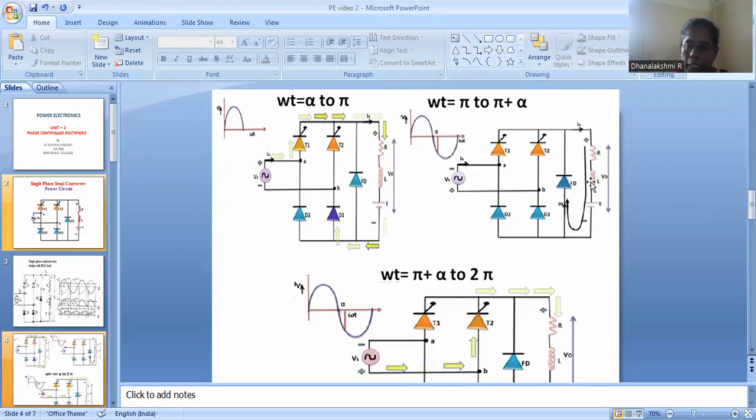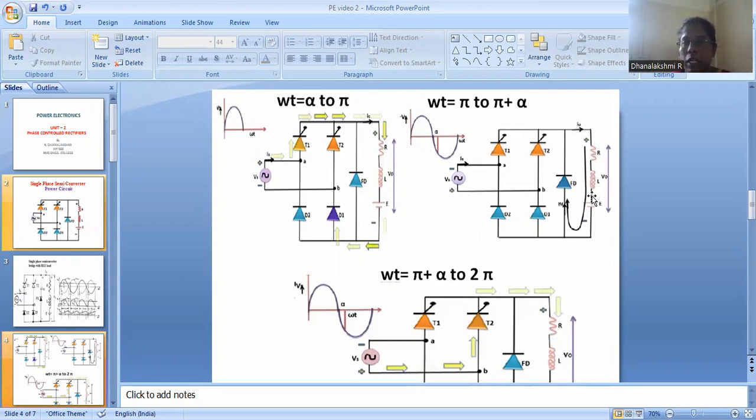Here you can see that when the freewheeling diode is conducting, that path is short circuited, and we know that the voltage in a shorted path is zero. Since this freewheeling diode is in parallel with the load, the voltage in the load is also zero. So during freewheeling action, the voltage will be zero. That is what we need to understand here.